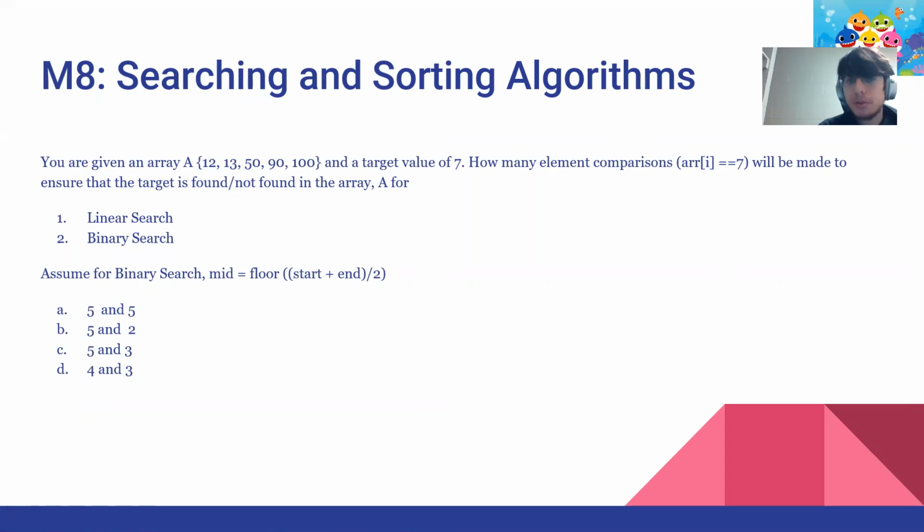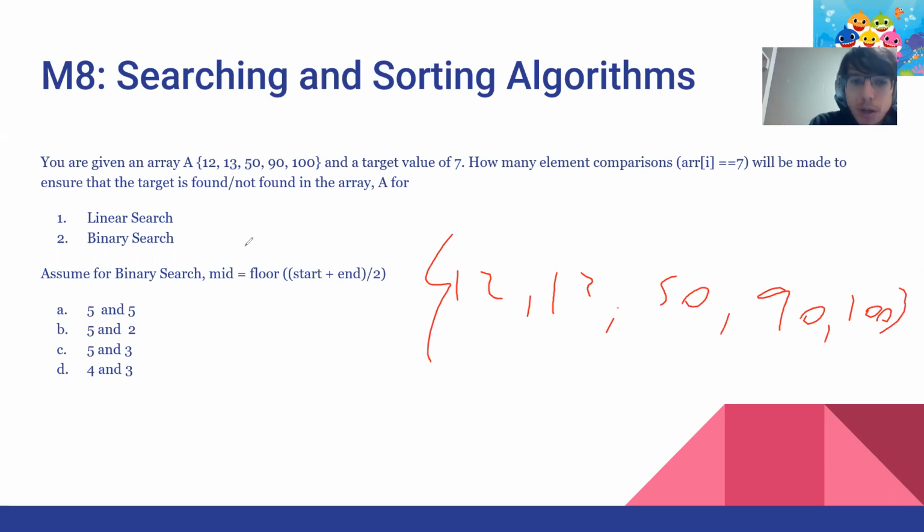All right, let's go to the searching and sorting. This is the last thing, and then I'll be done. So if we're given this array, A, and a target value of 7, how many comparisons do you have to make to figure out if it's found or not? Well, here's the way we do it. Let's do linear search. We have 12, 13, 50, 90, 100, right? So we have to go through one by one, because that's what linear search is. You check every element one by one.